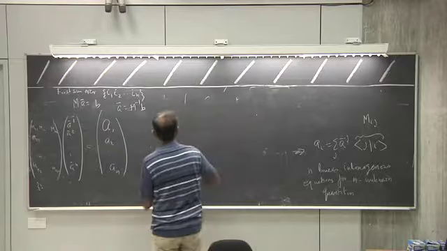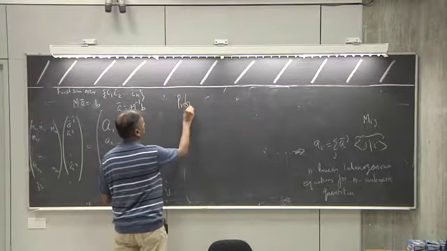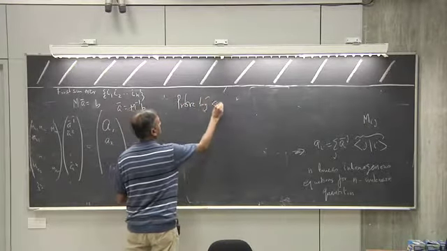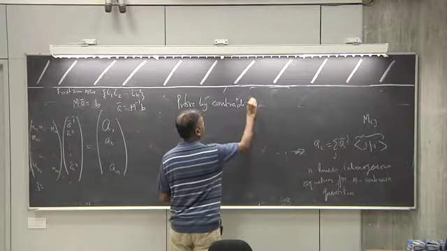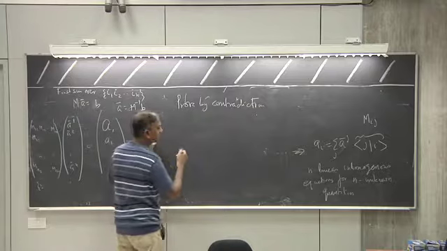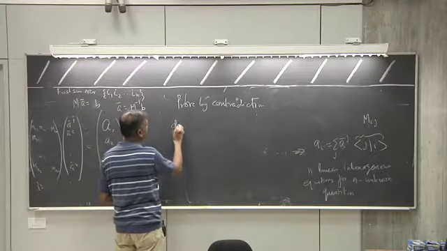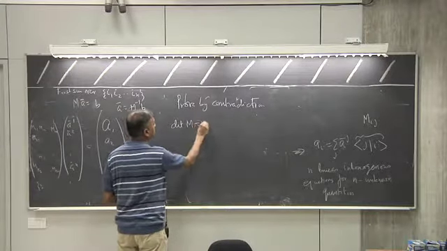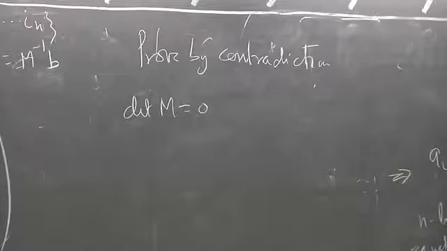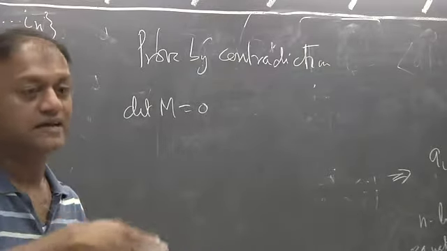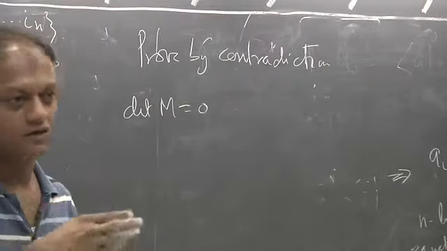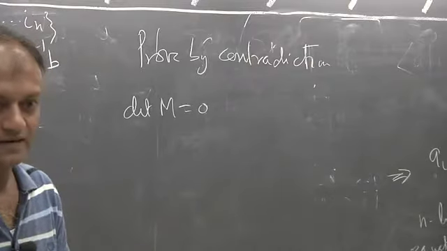So prove by contradiction. Suppose we let the determinant of M be equal to 0. But that means that not all the columns, or not all the rows, are linearly independent. The columns are linearly dependent on each other, or rows are linearly dependent on each other, right?